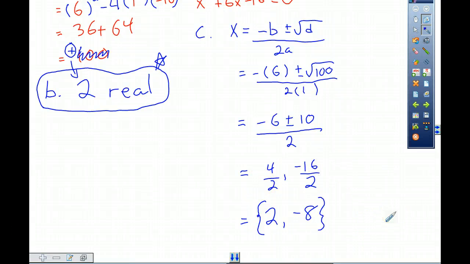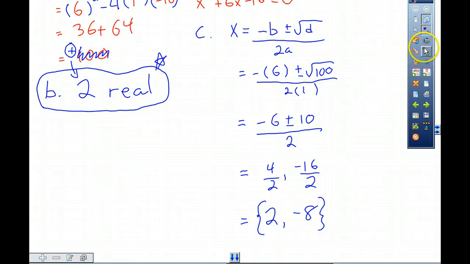Okay, we're going to do about 3 or 4 more of these just to see every case. So this is one that has 2 real solutions. We'll look at when it has an irrational solution, and we'll look at when we have a 0 for discriminant, and we'll look at one negative.